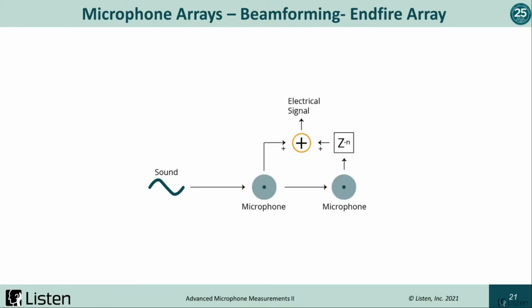And here's a little schematic of a simple beamforming endfire array where we have the sound source here. Then we have two mics that are different distances from the source, but on the axis of the source. Then we have some delay compensation here. The electrical signal goes out after the delay compensation, and the two microphone signals are summed.